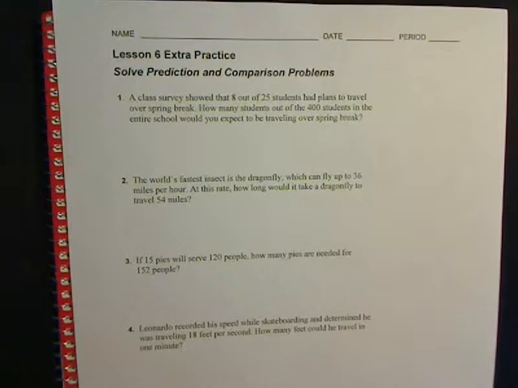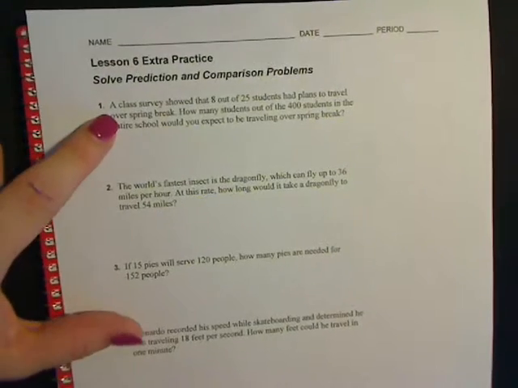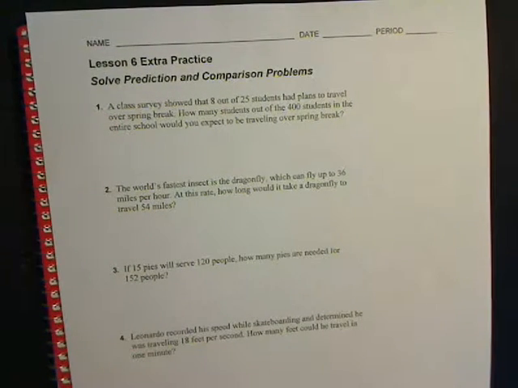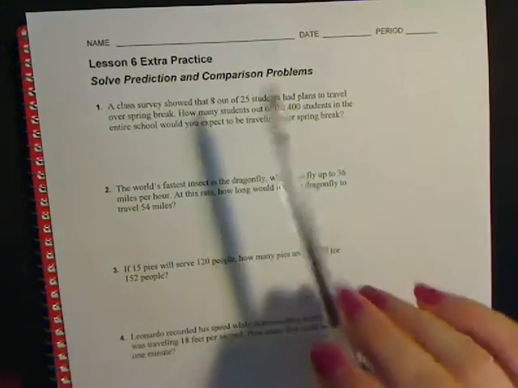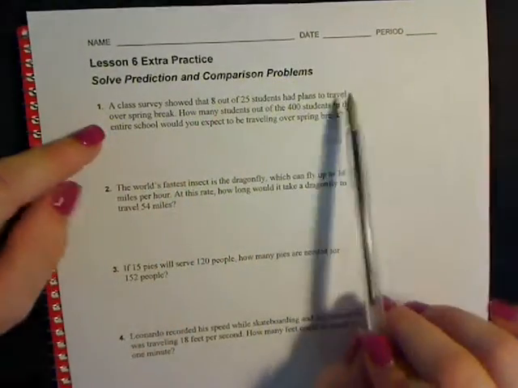All right, I just wanted to go over some practice problems for solving proportions. A class survey showed that 8 out of 25 students had plans to travel over spring break. How many students out of the 400 students in the entire school would you expect to be traveling over spring break? So I know that 8 out of 25 are going to travel.